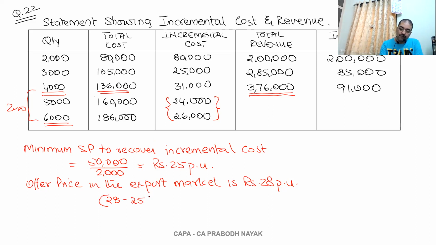Show this working: 28 minus 25 multiplied by 2,000 units. So always remember, whenever you are having different levels given or different capacities given, always make use of incremental cost, incremental revenue, wherever possible.